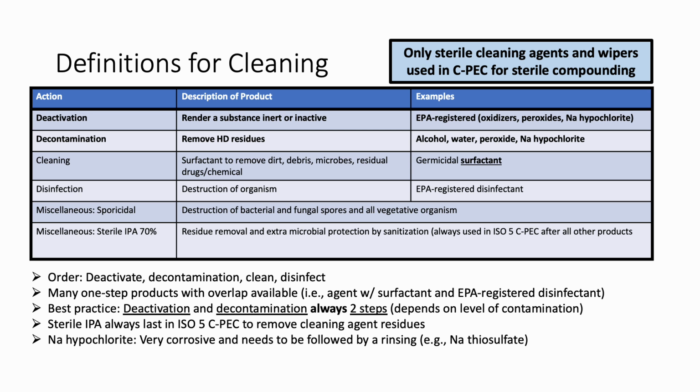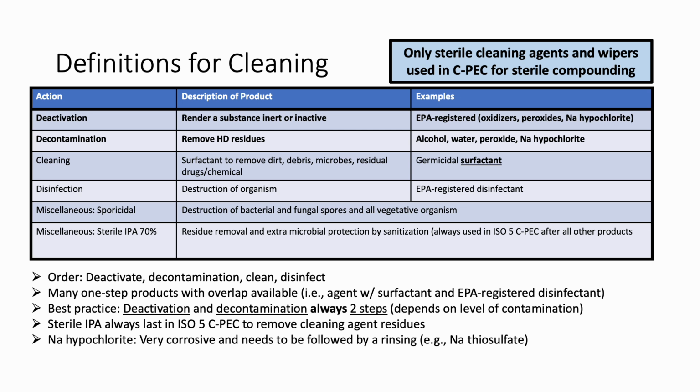And then as a review, disinfection is destruction of organisms with an EPA-registered disinfectant. And sporicidal disinfection is going to be destruction of those bacterial and fungal spores. And just to note, there are those one-step processes or one-step products out there that actually can do all of this. You actually have products that are deactivators and decontaminators and can be used in cleaning and disinfection, as well as being sporicidal. So it's very important to remember that because it makes your job so much easier.